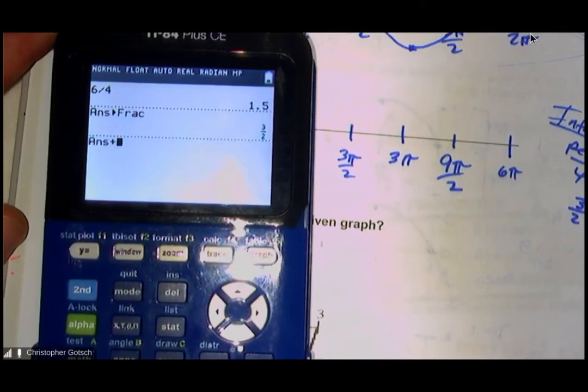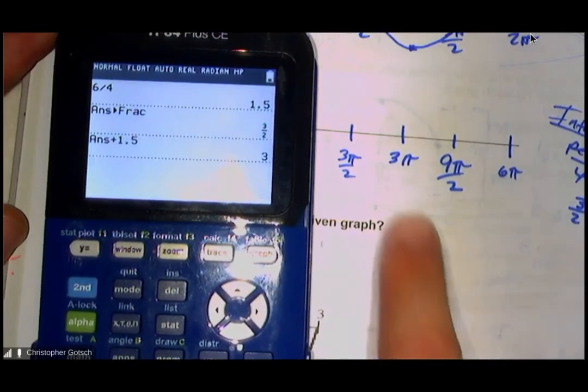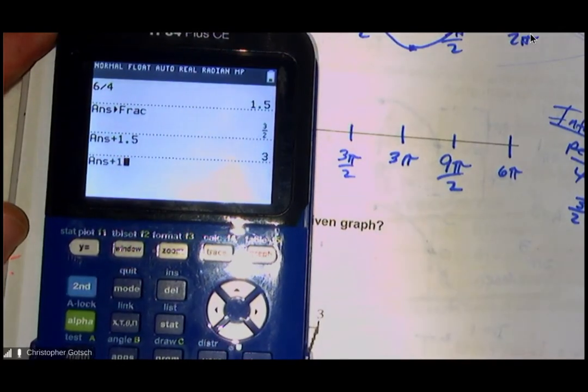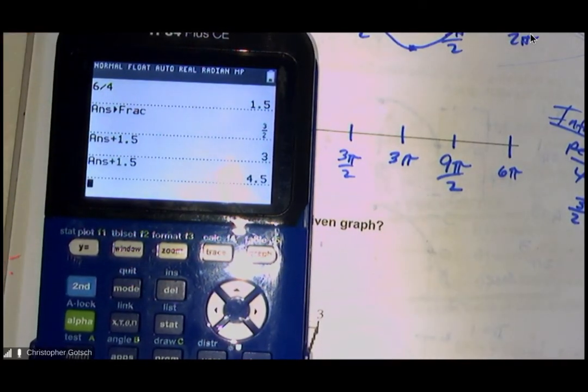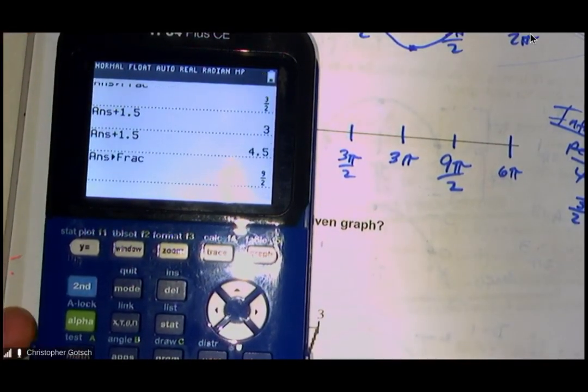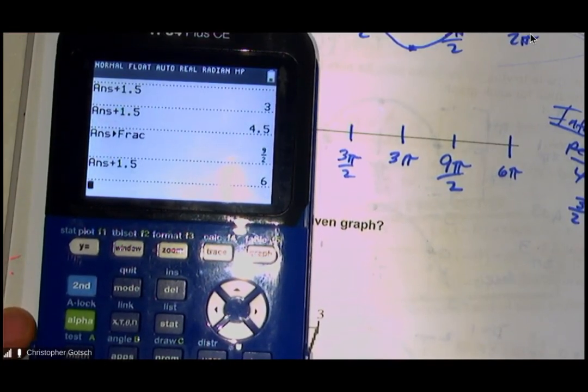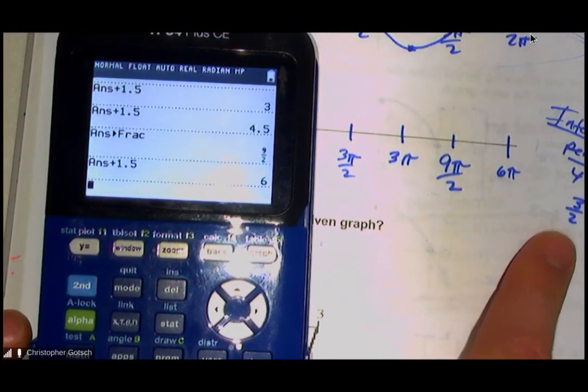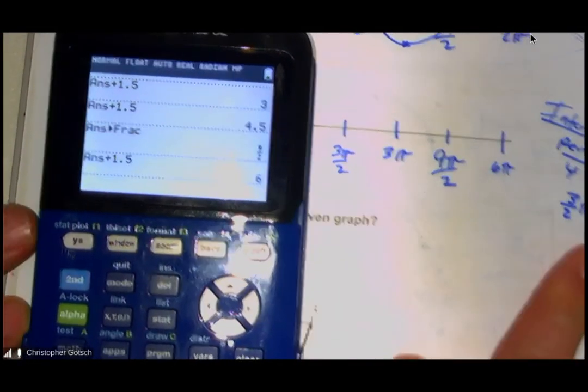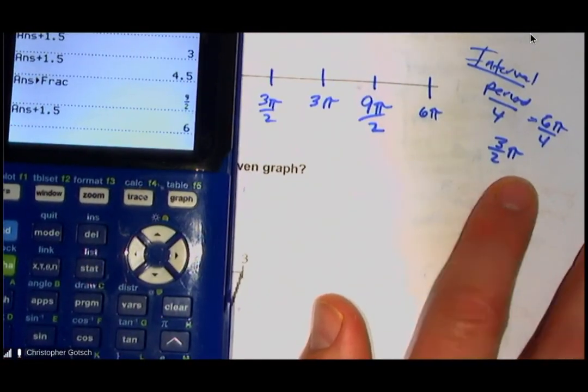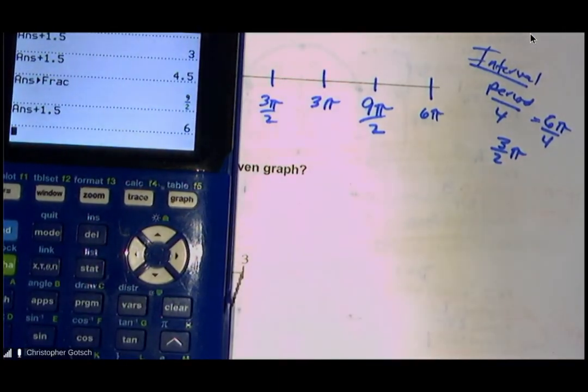So add 1.5. That's 3 pi. Add 1.5. That's 4.5. Math frac. That's 9 halves. Plus 1.5. There's your 6. So take your period, divide by 4. Take 6, divide by 4, and we get that 3 pi over 2. And we can keep on adding that over and over, and if you need to, math frac as you go. Okay?